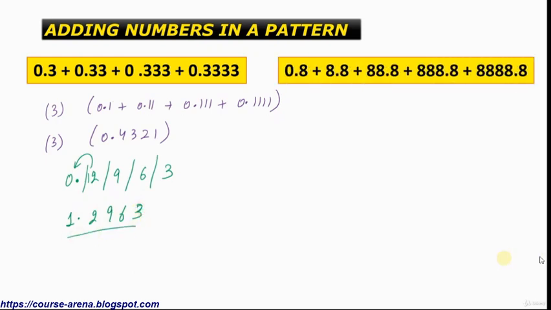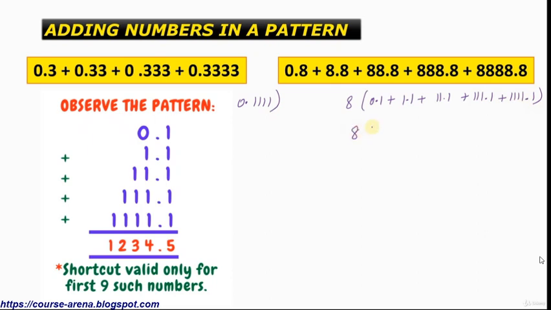So now the next question is this one. Obviously the first thing that we are going to do is take 8 common. So we are going to get 0.1 plus 1.1 plus 11.1 plus 111.1. So if we add these numbers we are going to get 8 into 1, 2, 3, 4, 5. All we need to do is a little bit of multiplication, and thereby we get 8 into 1 is 8, 8 into 2 is 16, 8 into 3 is 24, 8 into 4 is 32 and 8 into 5 is 40.